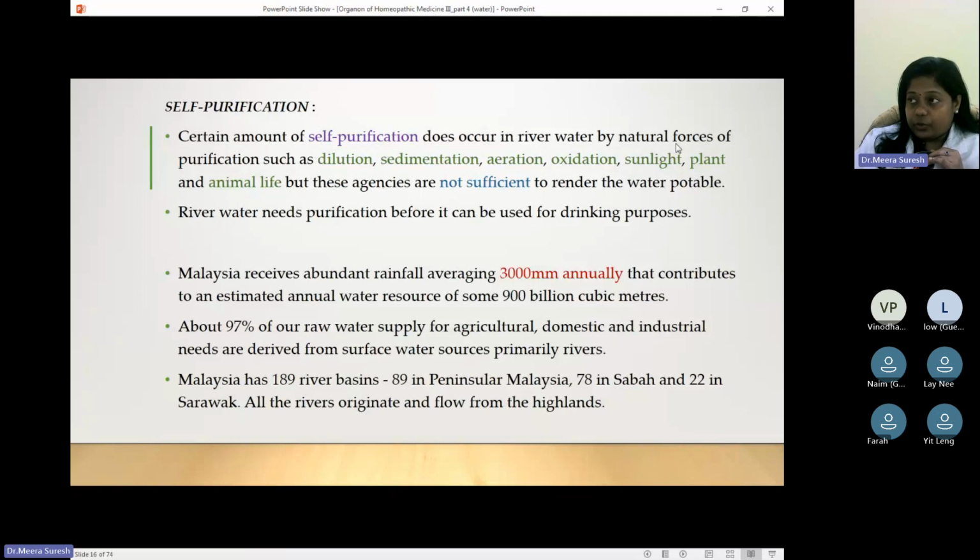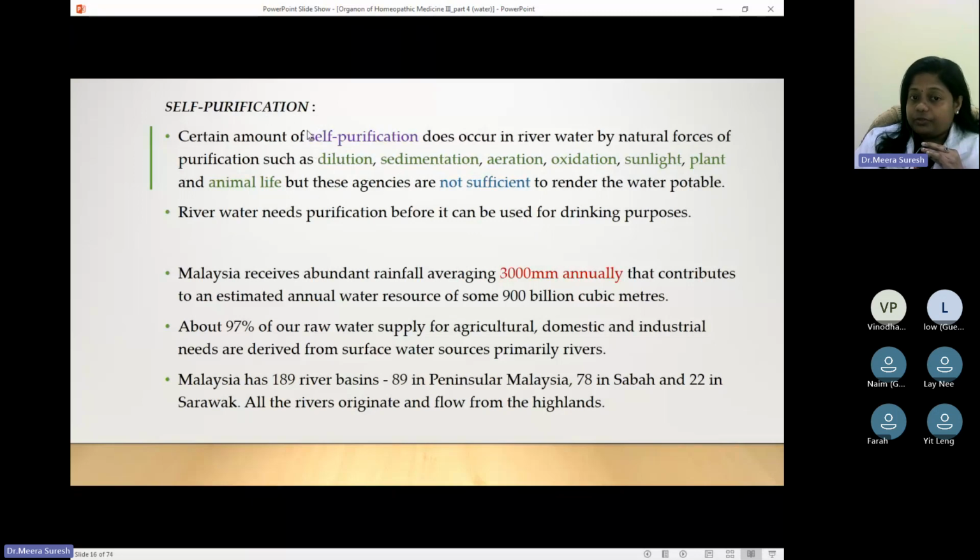That is by natural process, we are not doing that purification. Later in these slides you will see the purification processes, mainly the slow sand filter and rapid sand filter. We'll see some basic principles of dilution, sedimentation, aeration, oxidation, and even sunlight being used for water purification. But this is not enough to render the water potable. River water needs purification before it can be used for drinking.